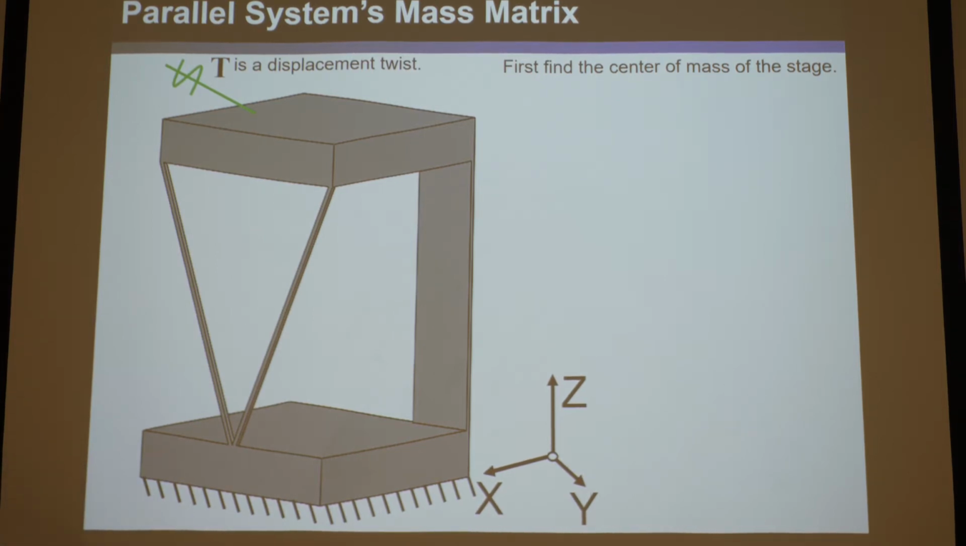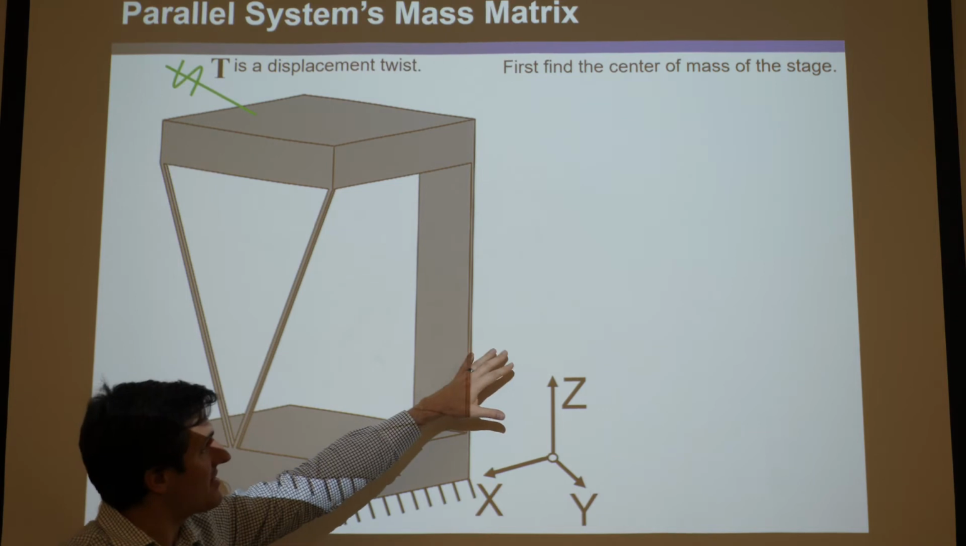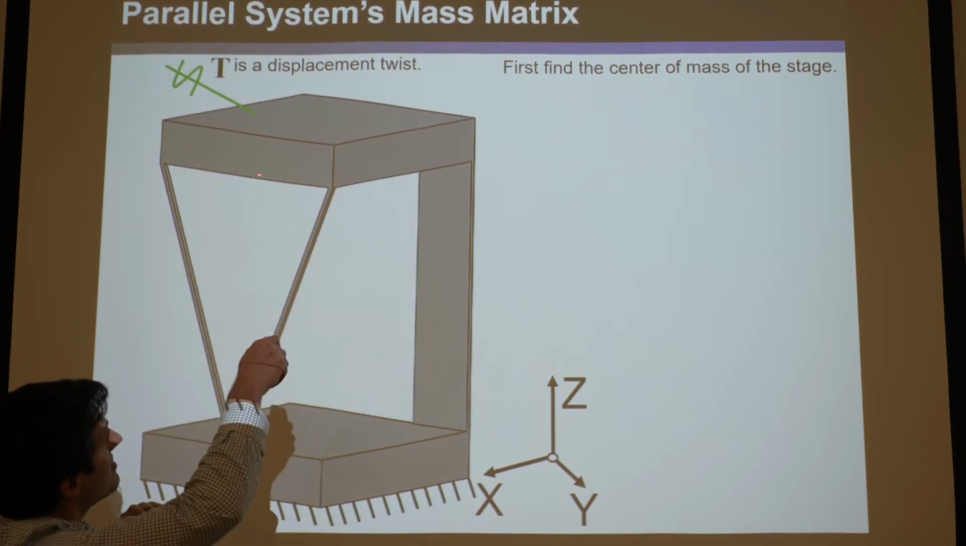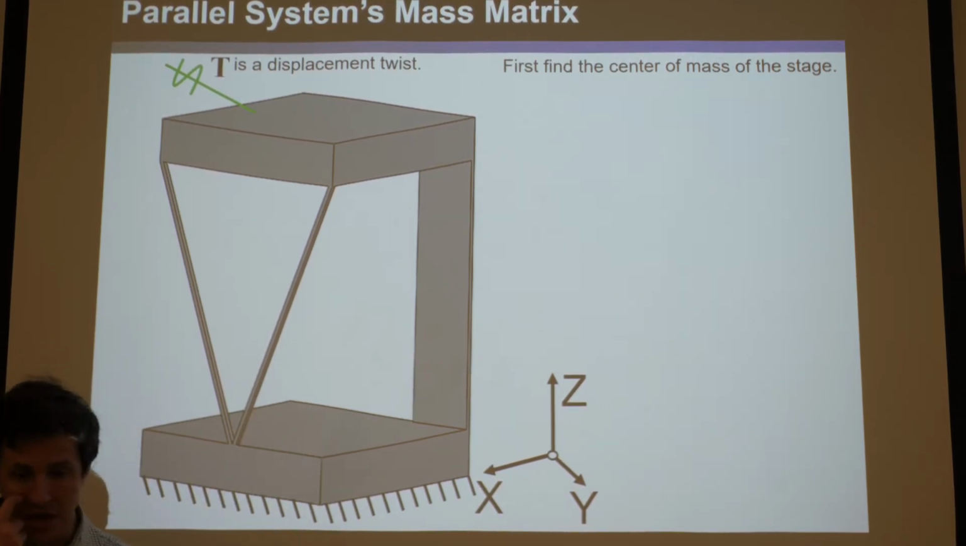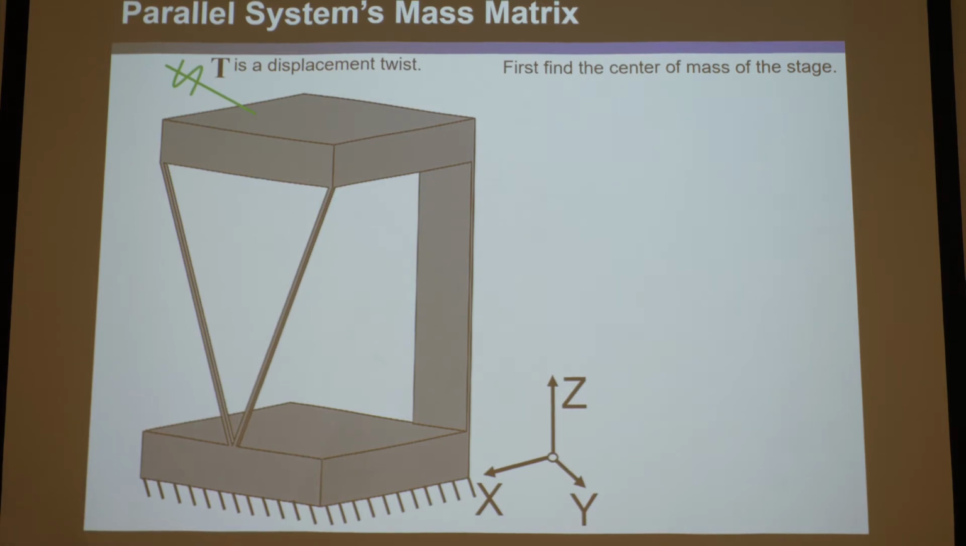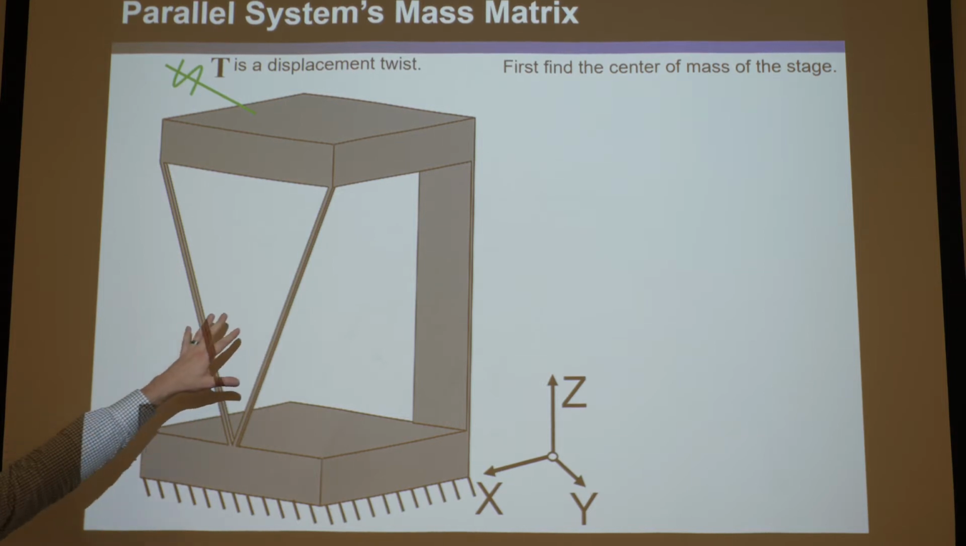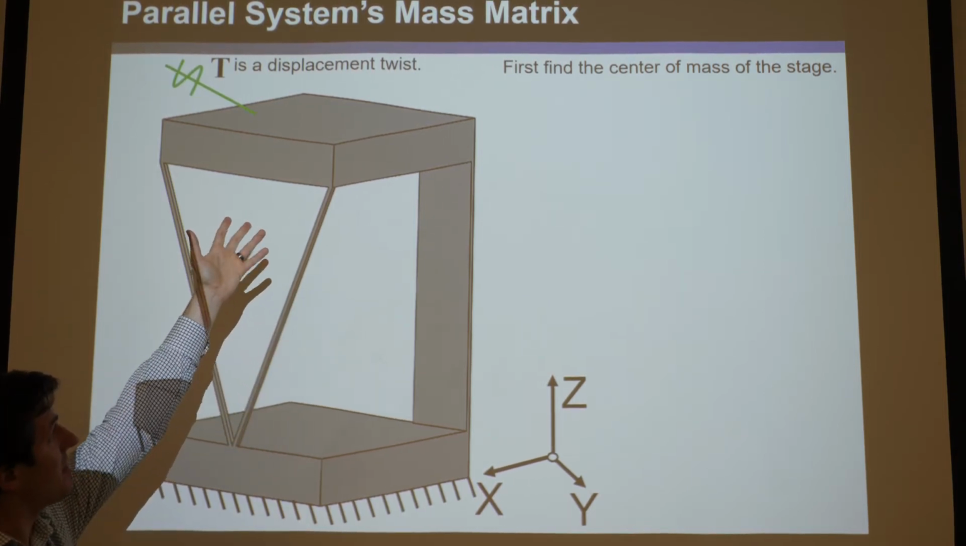And so we're just going to assume these guys have no mass, they have all the stiffness, and we're going to assume this stage up here has all the mass and no stiffness, it's infinitely rigid. Okay? Those are the assumptions of this approach, but there's little tricks you can do with the approach to consider some of the mass of these elements, and consider some of the compliance of the stage.